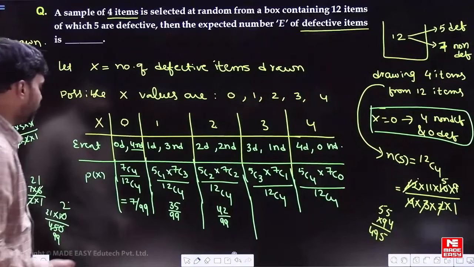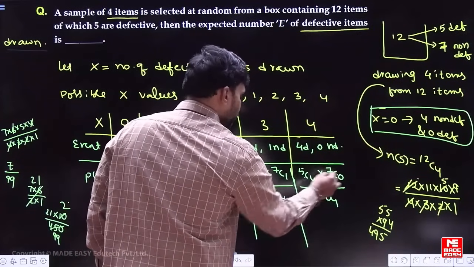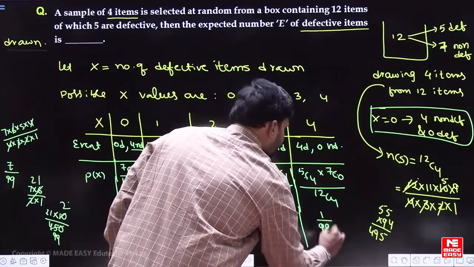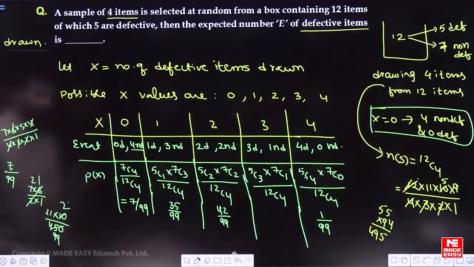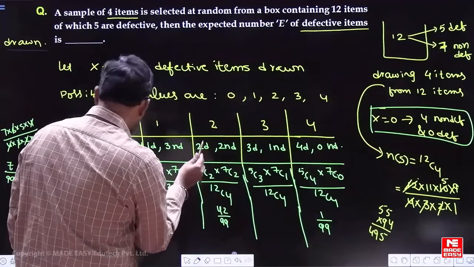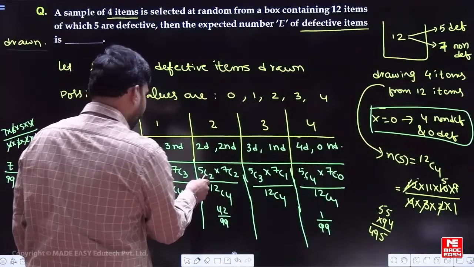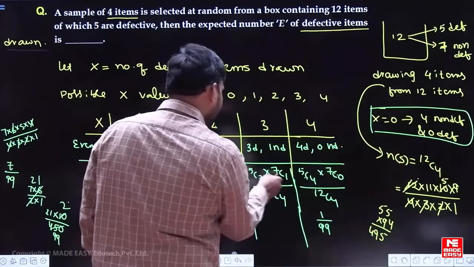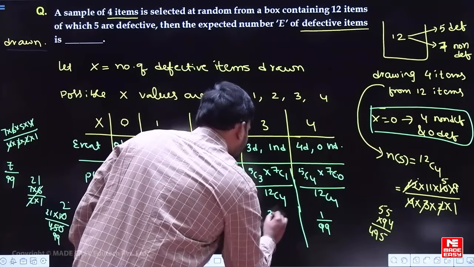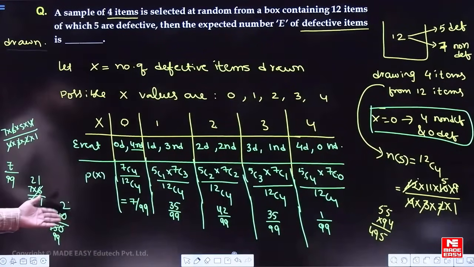And next one is 5C4. 5C4 is 5, and this is again 1 by 99, you get it here. And coming to this 5C3, so 5C3 or 5C2 is same. So 5C2 you are getting as 10, right? It is also 10 into 7. So 10 into 7 and this is 99. So you can say 35 by 99 here. So these are the values of the probabilities here.